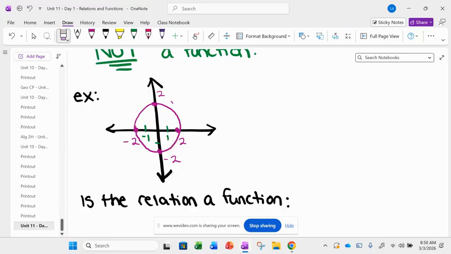I'm actually going to erase these because it got a little sloppy. So when I perform the vertical line test, I literally go to my graph and I draw vertical lines. And notice this vertical line that I drew touches my graph in more than one spot. Because it touches my graph in more than one spot, that tells me, oh, that's not good.